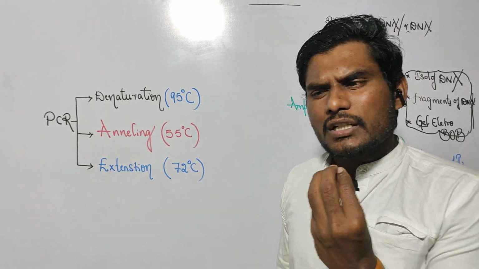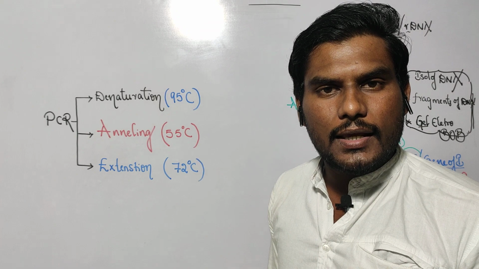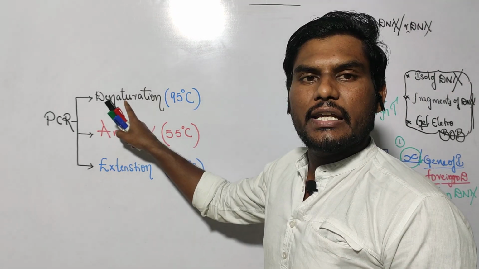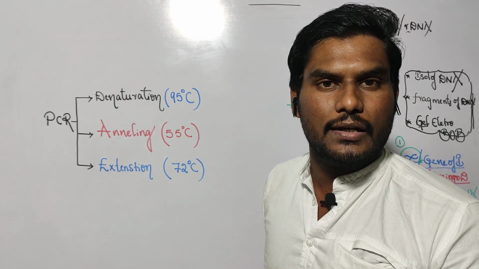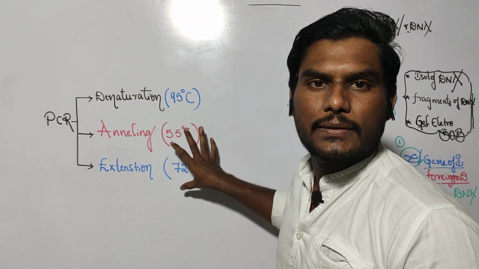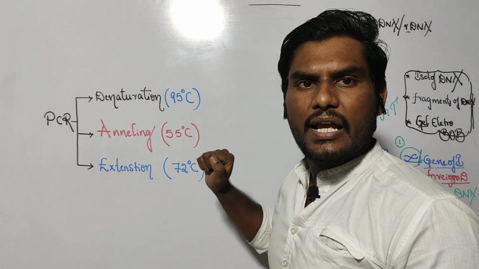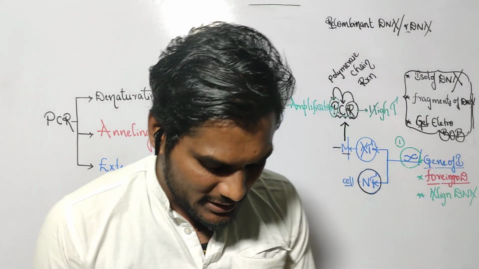In 2020, they asked this question: arrange the events in the PCR technique. First one is denaturation, followed by annealing, followed by extension, and at what temperature is each happening? You remember this. These are the 3 processes. Okay, let me explain what is denaturation, what is annealing and what is extension.